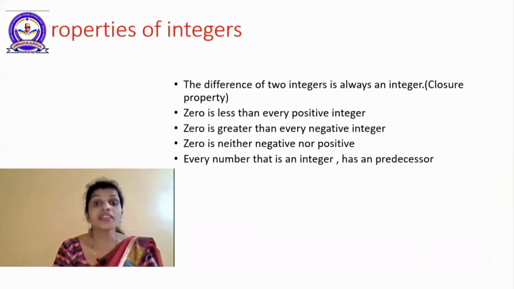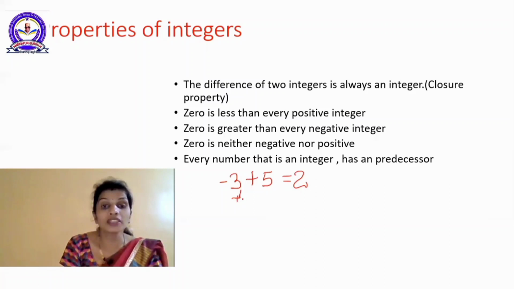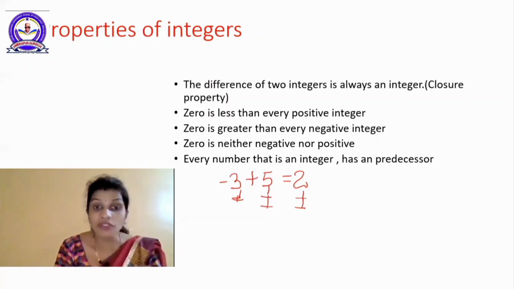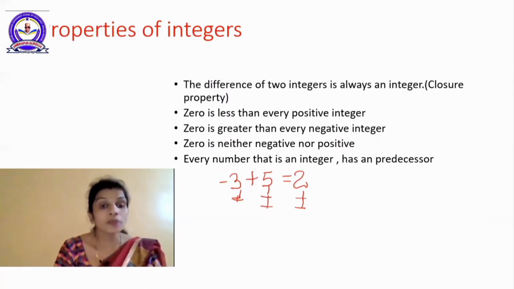So what we have learned is that the sum of two integers is always an integer. For example, just see here, if I write -3 plus 5, how much will it be? Very good, it will be 2. Now you know that -3 is also an integer, 5 is also an integer, and 2 is also an integer. I told you that 0 is less than every positive integer and 0 is greater than every negative integer. We have seen it on a number line, and 0 is neither positive nor negative. And in integers, every number has a predecessor.